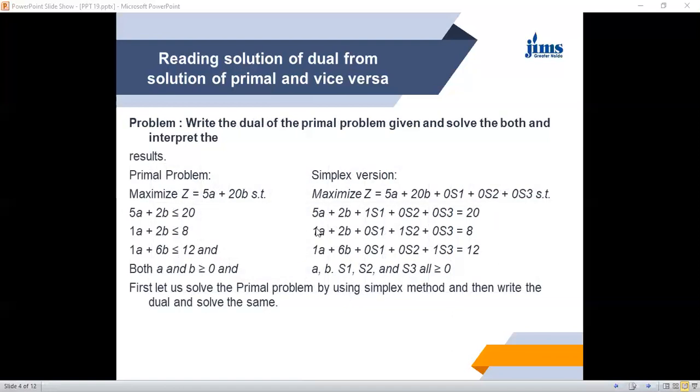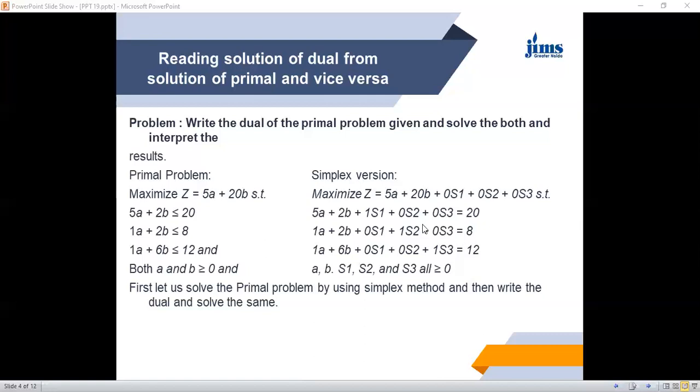And its capacity. So what is the worst solution? The worst solution is when we do not produce any quantity of A and B. Then S1 will be equal to 20, S2 equal to 8, and S3 equal to 12. This is the worst solution, when the profit is 0. We are maximizing, so it is a profit problem, and the maximum value is 0. From there we start to improve upon the profit until we reach the optimal condition.